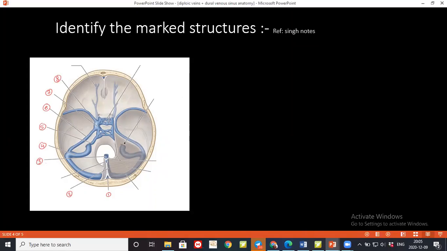Okay. What does it contain? It contains medially the internal carotid artery and the abducens nerve, and laterally the oculomotor, trochlear, and the first and second divisions of the trigeminal nerve.